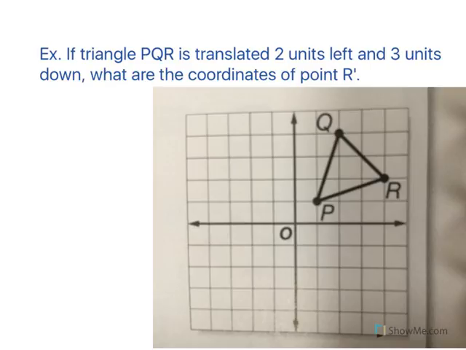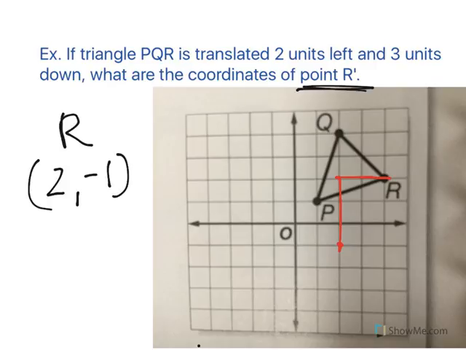My last example says if triangle PQR is translated 2 units left and 3 units down, what are the coordinates of point R prime, or what's the translated coordinates of R. So looks like all I really need to know is R. So I'm just going to do that and save myself time. So I need to go 2 units left and 3 units down. So 2 to the left and 3 down. So I really just need to know that. So that point is at 2, -1. So that's going to be my R prime. And it looks like that's all I have to do for this problem.